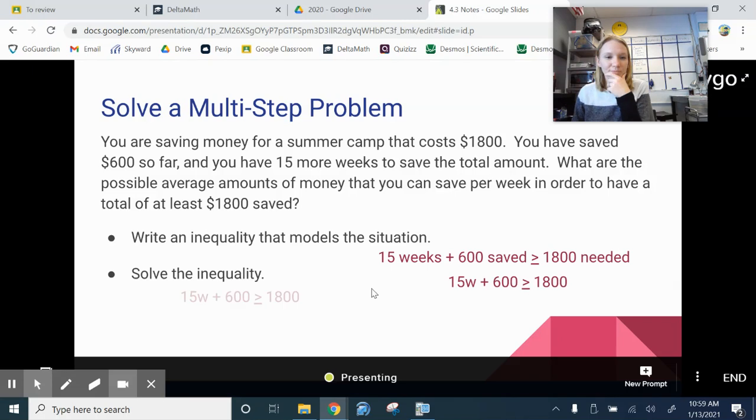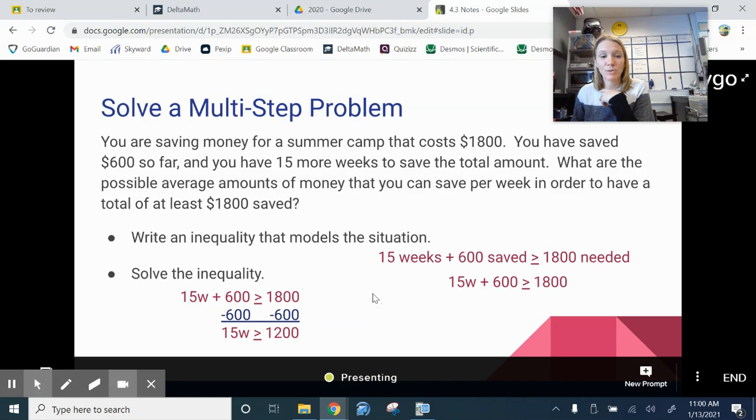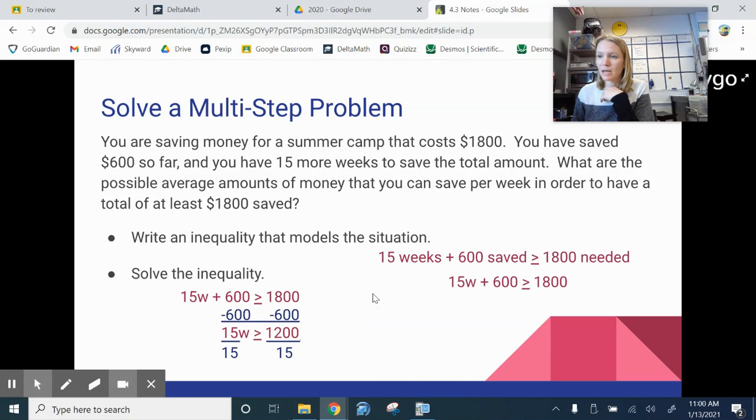Then it says solve the inequality. So I'm going to rewrite it. There's my inequality, and I'm going to solve those steps. I'm going to move my 600 over. I'm going to subtract 600 from both sides. 15W drops down, greater than or equal to 1,200. Last step, I want to get W by itself. I'm going to divide both sides by 15, so that way W is by itself. We don't have any negatives, so we don't have to worry about flipping the sign. W is greater than or equal to 80.